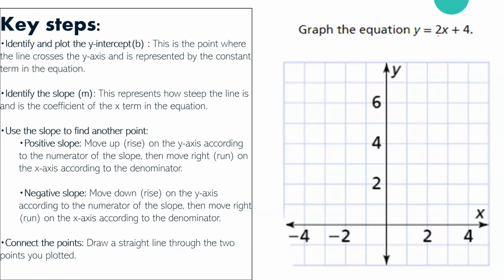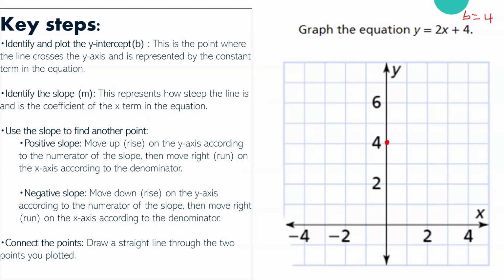So in this equation, which one of these values represents b? B is always the constant, the number by itself. So b here is positive 4. We identify what is our y-intercept. We are going to plot positive 4 on our y-axis. So that coordinate is found right here. This is a point, positive 4. Once we identify and plot our y-intercept, we move on to the second step.